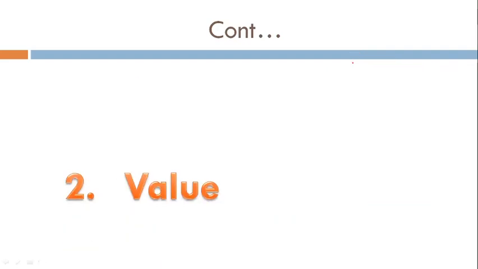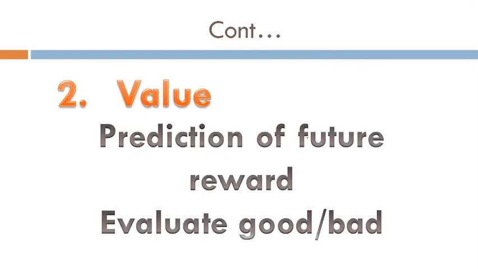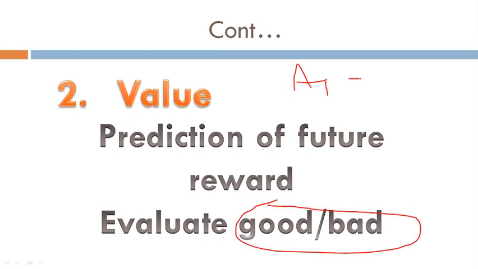Next, the second one is value. Value is nothing but a prediction of the future reward. By evaluating good or bad: if I perform action 1, what is the reward? Is it good or bad? If it is good, then I will apply action 1. If it is bad, then I will apply action 2, like that.